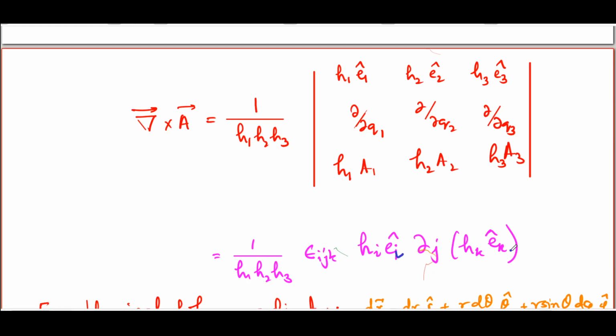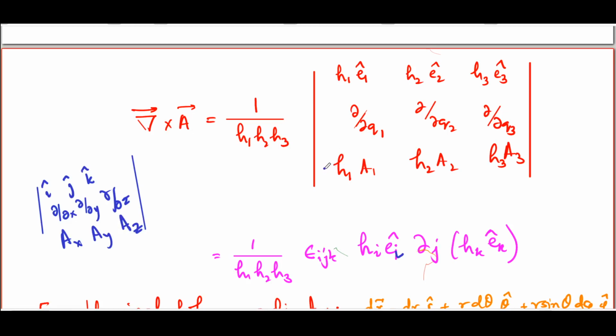Just to see what this tells us about our familiar coordinate systems, the first one would be very simple, just use Cartesian. In Cartesian, of course, h1, h2, h3 are all equal to unity. If you change x by dx, the point moves through 1 times dx and so on. And e1, e2, e3 are nothing but i, j and k. So in Cartesian, this would simply give me i, j, k, del x, del y, del z, Ax, Ay, Az.